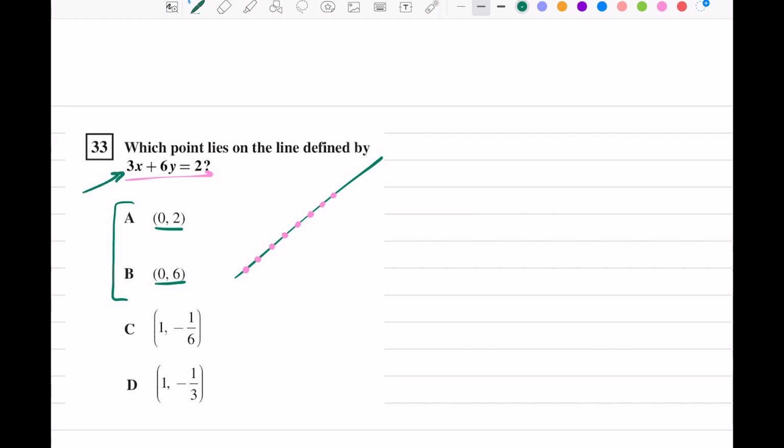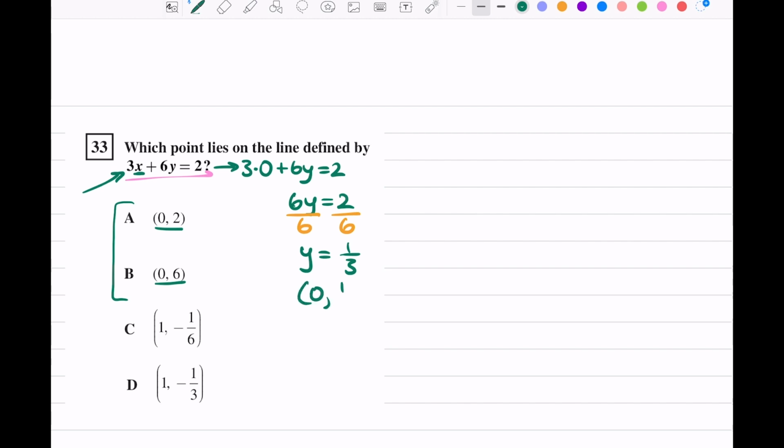Well, we can quickly find from our equation what the y-intercept actually is. So the y-intercept occurs when x equals 0, so we can just plug that in. 3 times 0 plus 6y equals 2. 3 times 0 is just 0, so we have 6y equals 2. We divide both sides by 6, and we get y equals 1/3. So the y-intercept for our line is 0, 1/3.